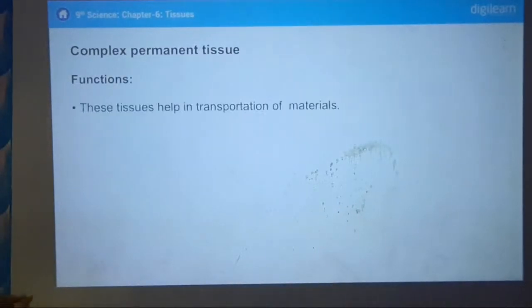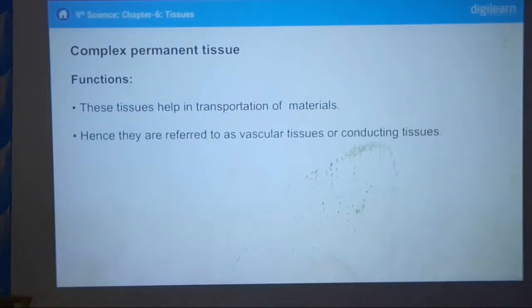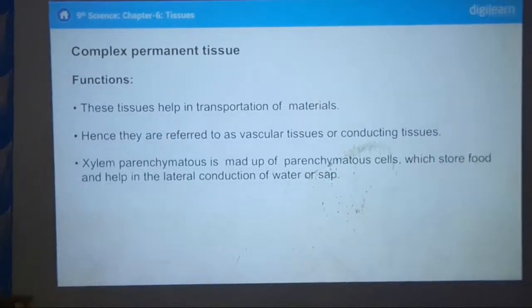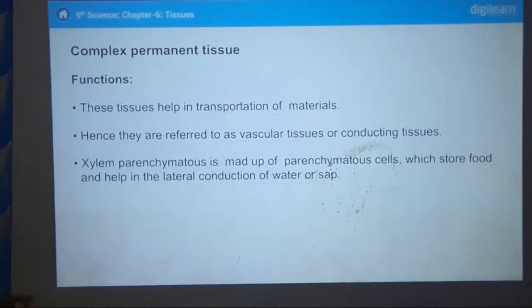Functions. These tissues help in transportation of materials. Hence, they are referred to as vascular tissues or conducting tissues. Xylem parenchyma is made up of parenchymatous cells which store food and help in the lateral conduction of water or sap.